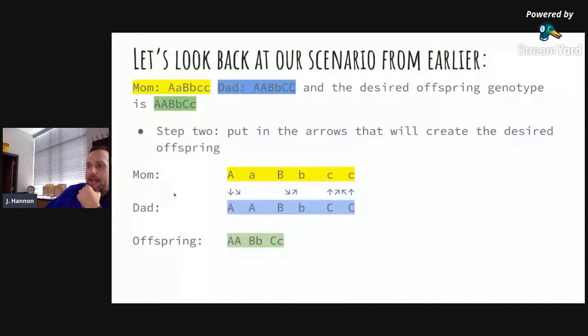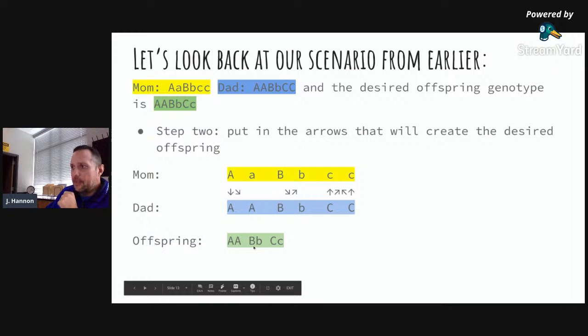When we take a look at our offspring, we're looking for capital A, capital A. There are two ways that can happen. We can get the capital A from mom and the one right below it from dad, or we can get that same capital A from mom, that same dominant allele, and go diagonally and get the other allele from dad. One of those two pathways is the only way it'll work.